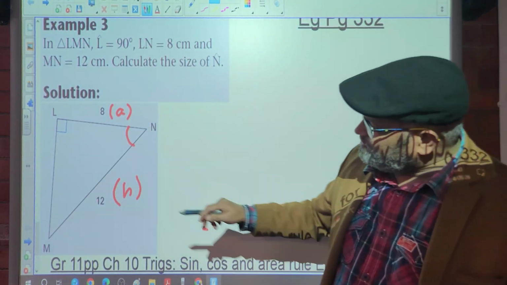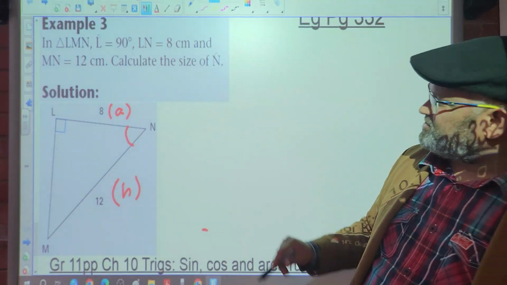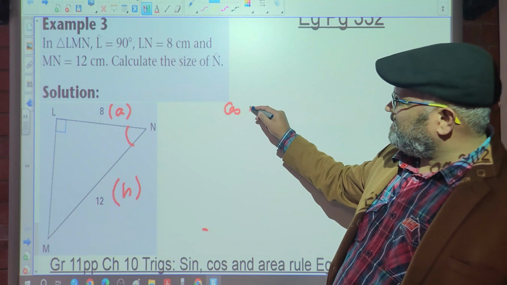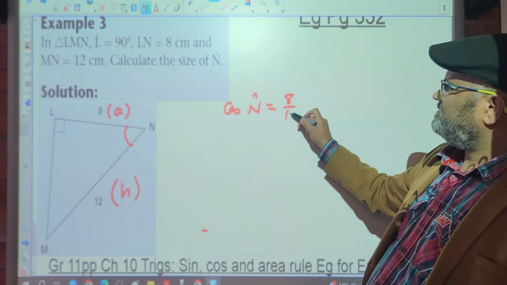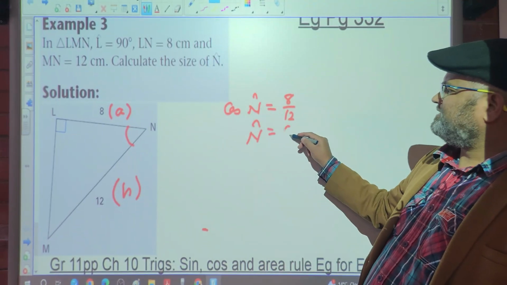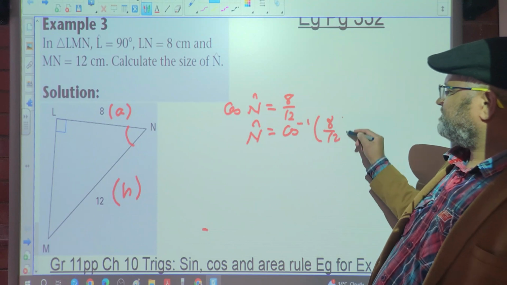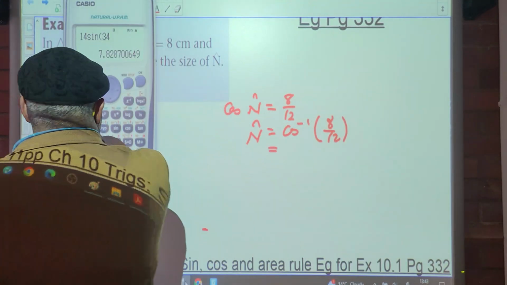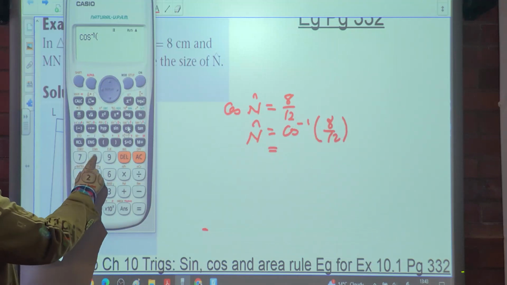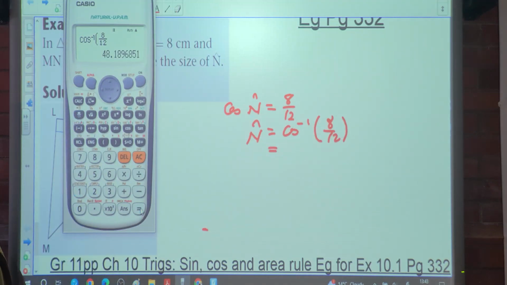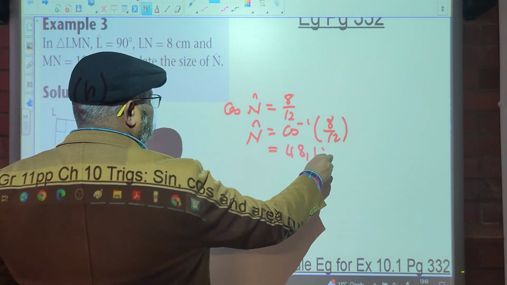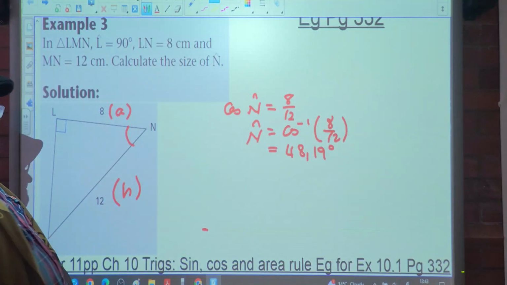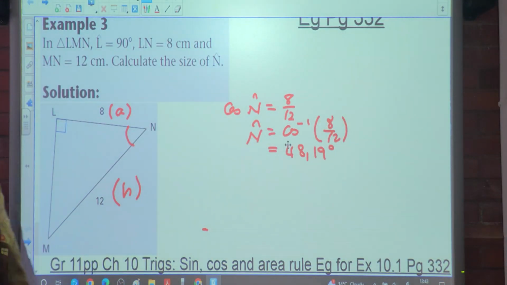So which trigonometric function uses adjacent and hypotenuse? Cos. So you say cos angle N is equal to adjacent, which is 8, over 12. So angle N is going to be cos inverse of 8 over 12. Okay. So cos inverse of 8 over 12 gives you 48.19. Any confusion there? You can't get simpler than this.